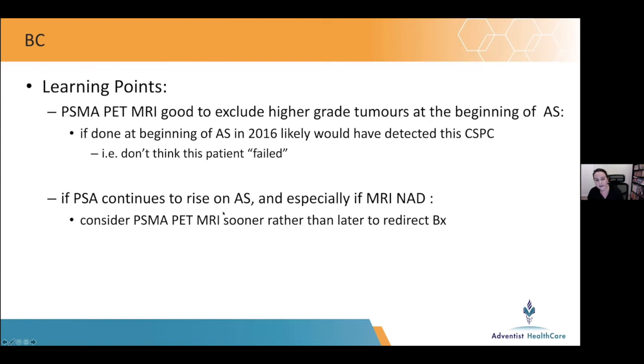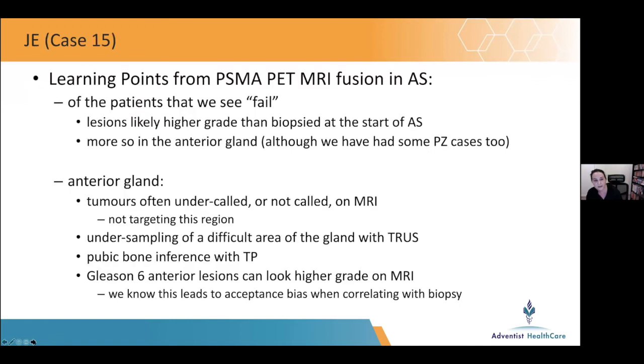And I think if PSA continues to rise on active surveillance, we do it at the beginning, but if PSA continues to rise on active surveillance, and particularly if the MRI is normal, then go back and do a PSMA PET MRI sooner rather than later. And of the patients we see fail, I've gone back and looked at their MRIs over the years, and most of them haven't truly failed. The tumour hasn't been adequately sampled to begin with. And these are these central zone, and particularly these anterior transition zone tumours. And often they're undercalled or not called on MRI.